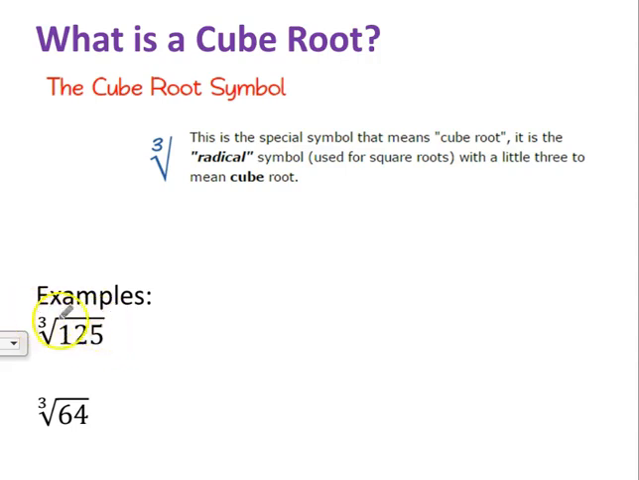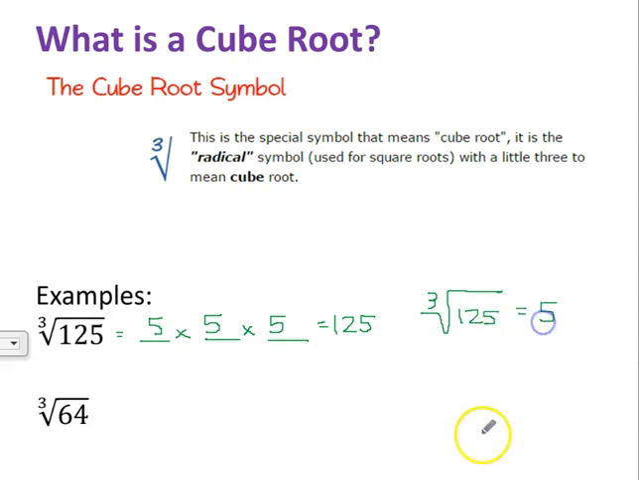So if we're trying to find the cube root of 125, what number times itself 3 times will give us 125? If you said 5, you are correct. 5 times 5 is 25, times another 5 is 125. So the cube root of 125 is just 5.